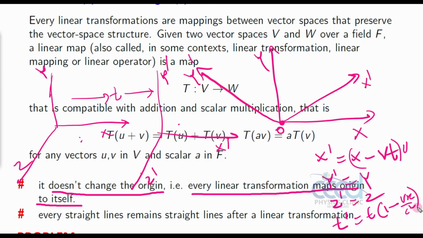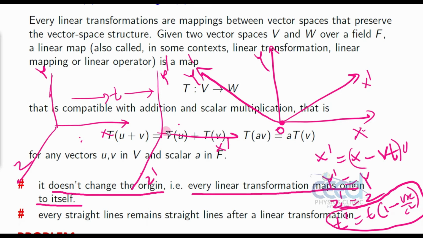So here we must need a fourth coordinate. Here we can represent x dash and y dash in terms of x and y only, but here we must need a time coordinate. That's why it's not a linear transformation. So that is the condition.